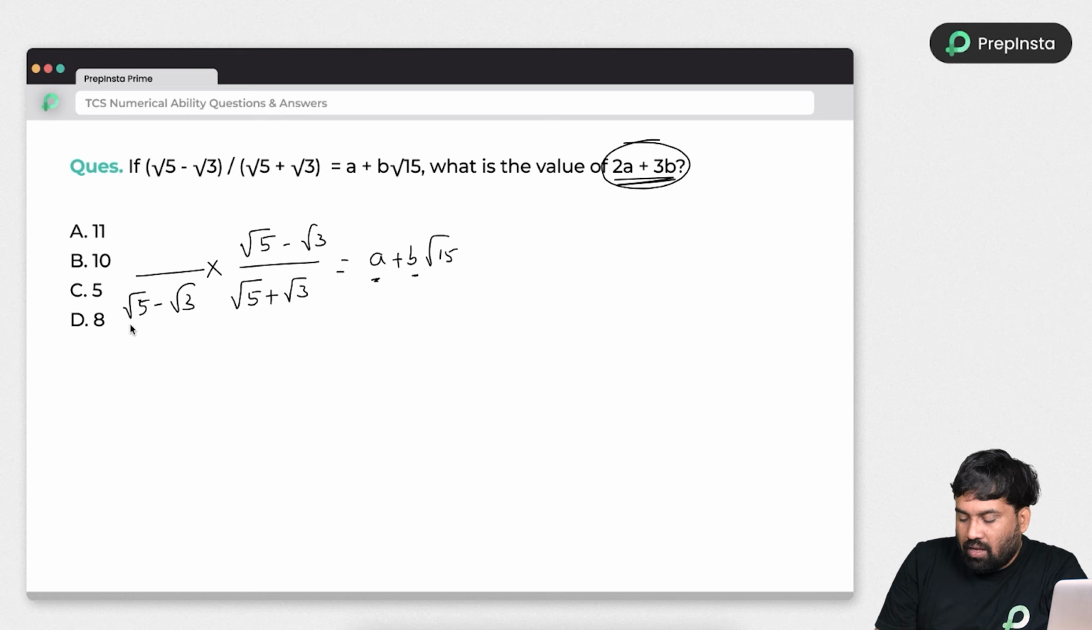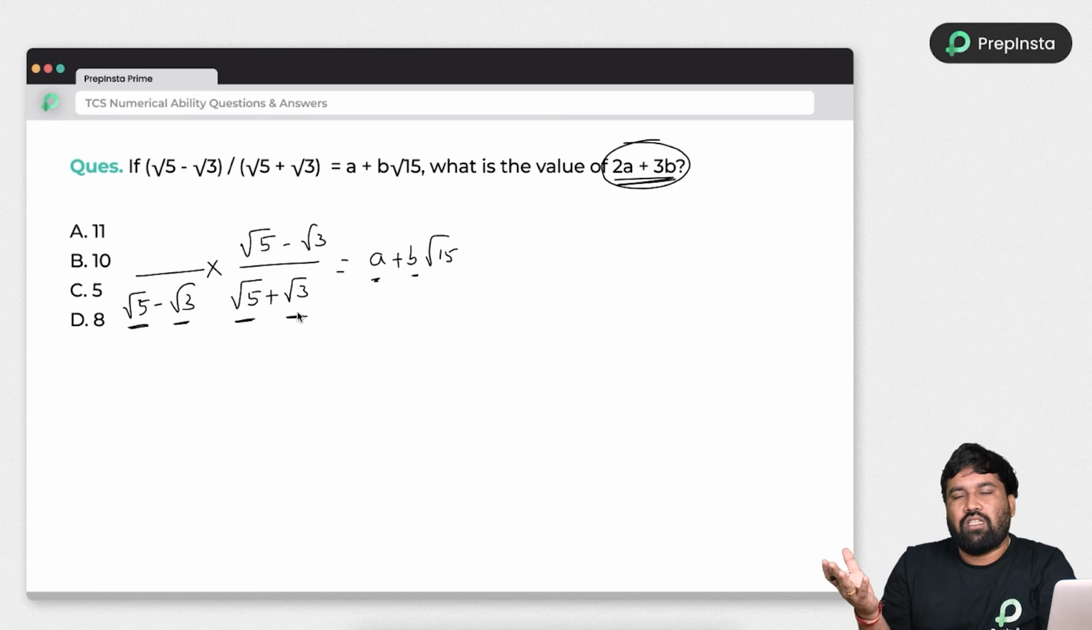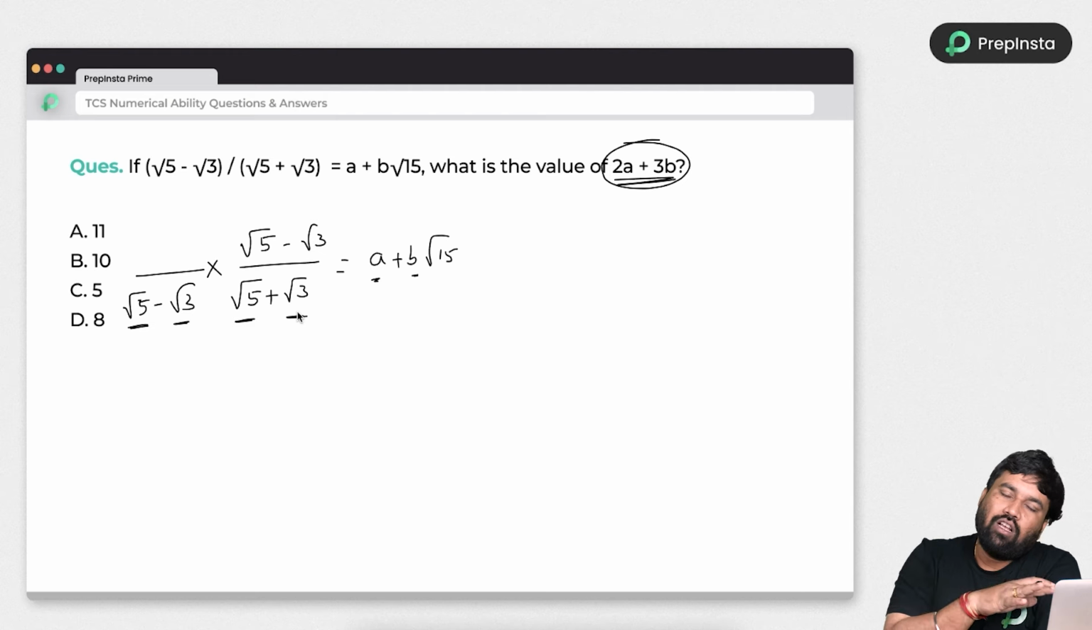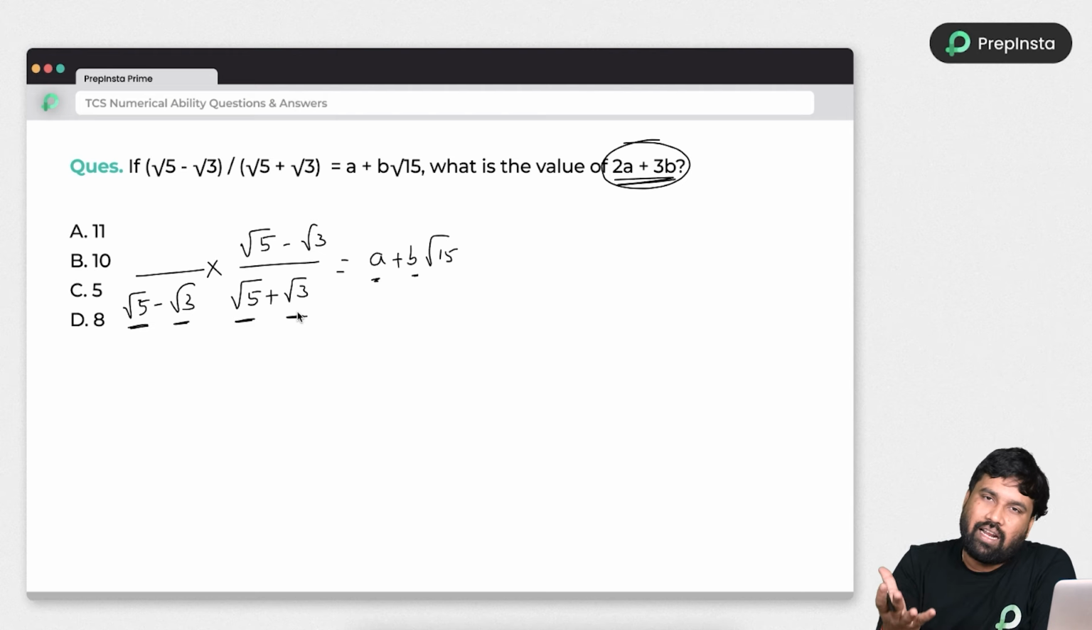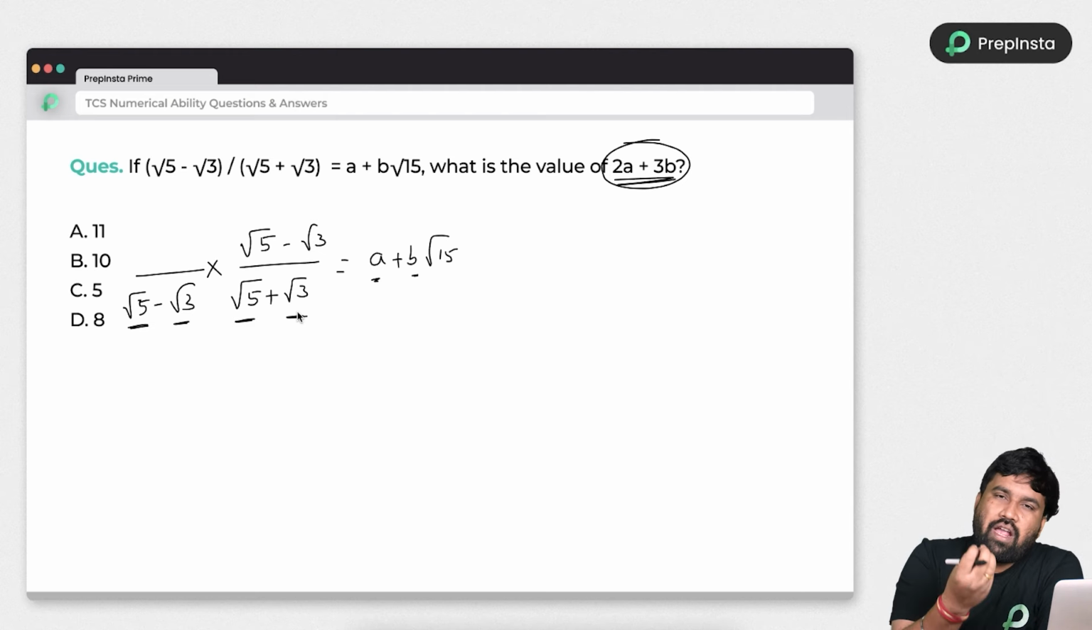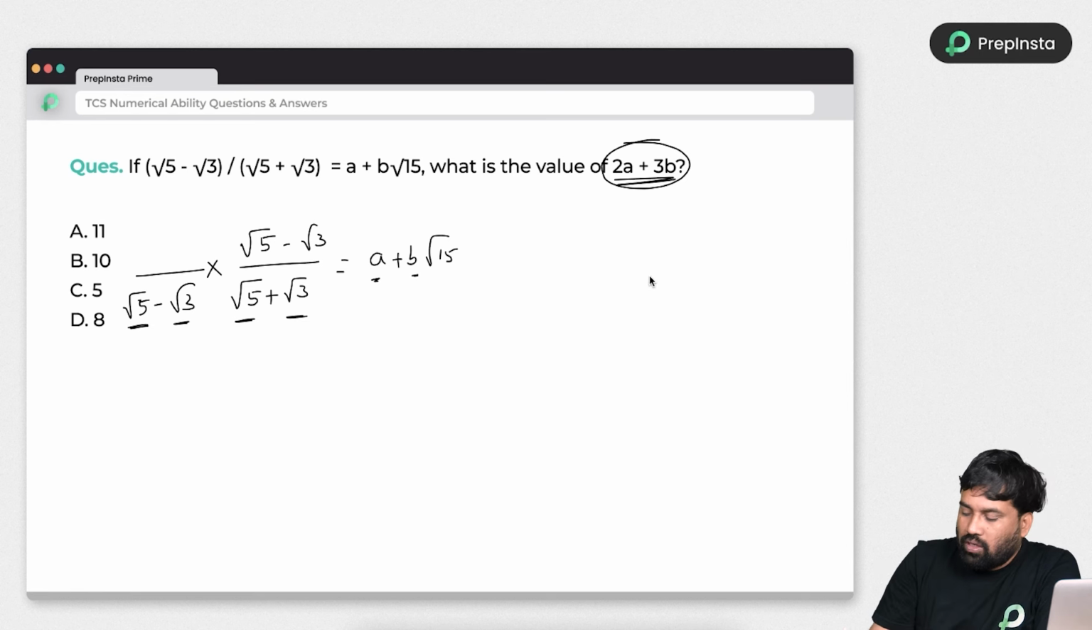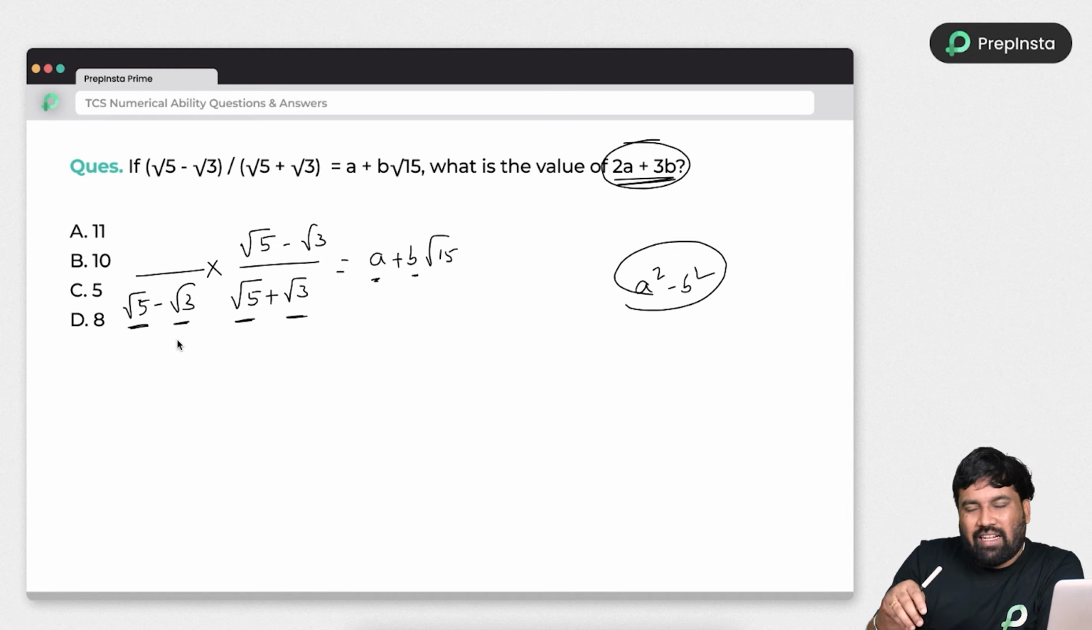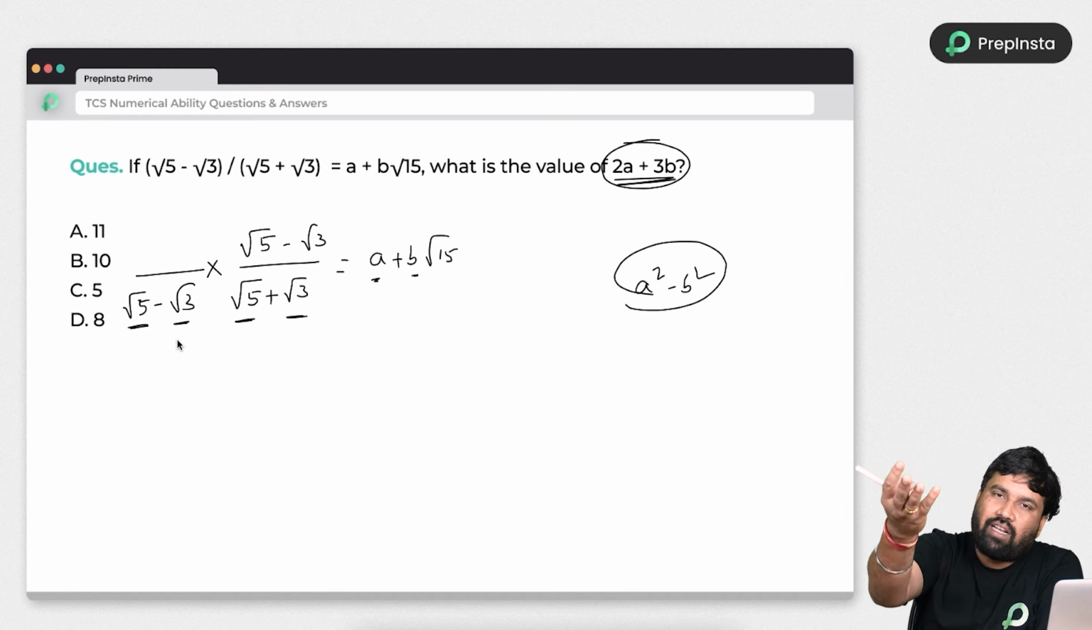See what will happen? (a minus b) into (a plus b) is a square minus b square. The square root will get cancelled, so the denominator will become an integer, right? So this is what you need to do. Make the denominator an integer and try to convert into the a square minus b square concept. That's it. If I am multiplying the denominator, I have to multiply the numerator as well.